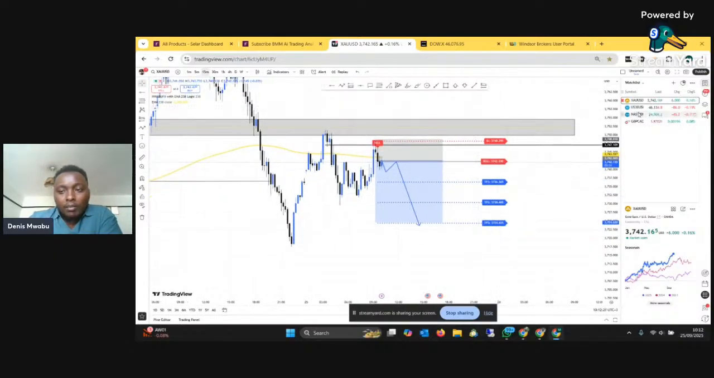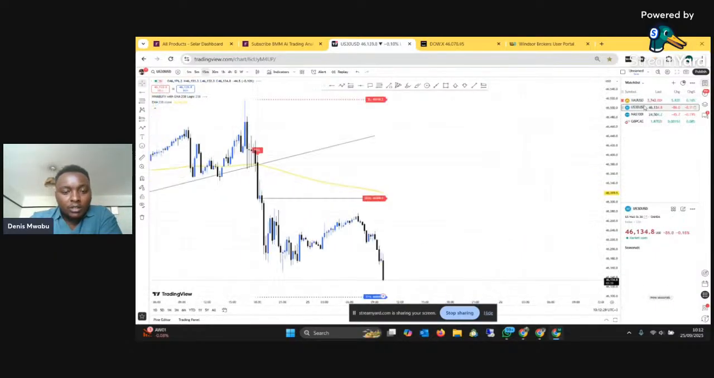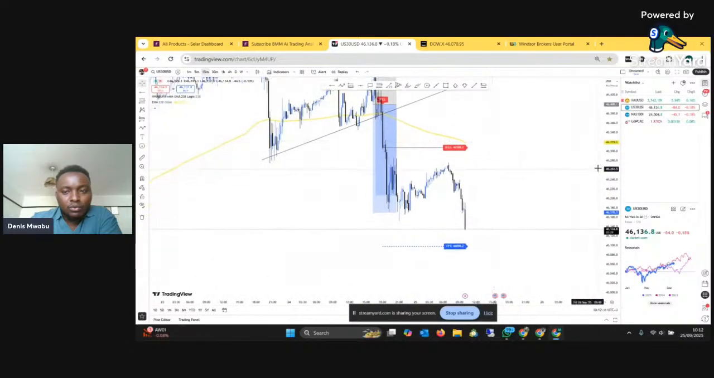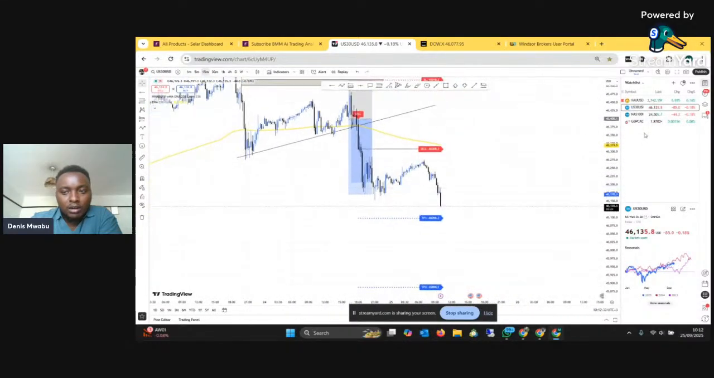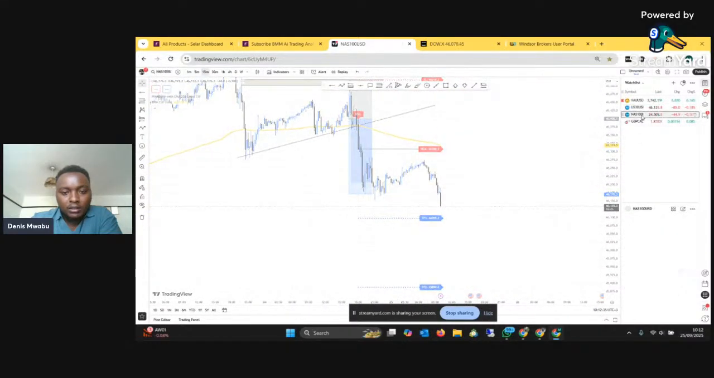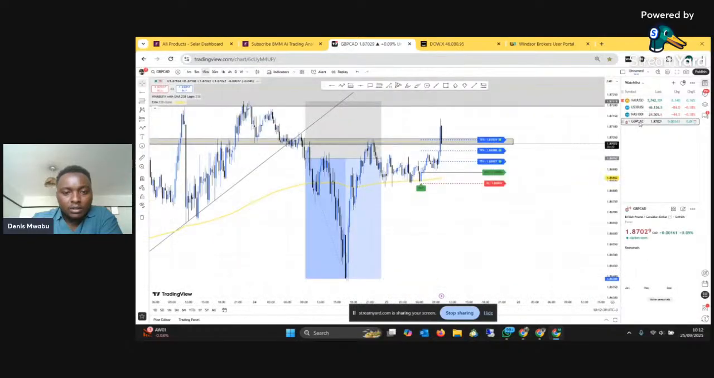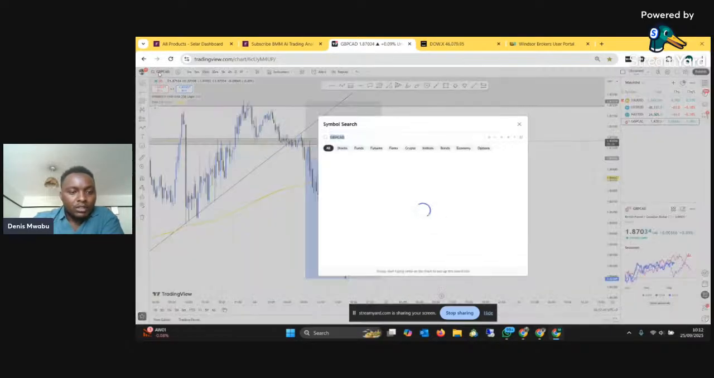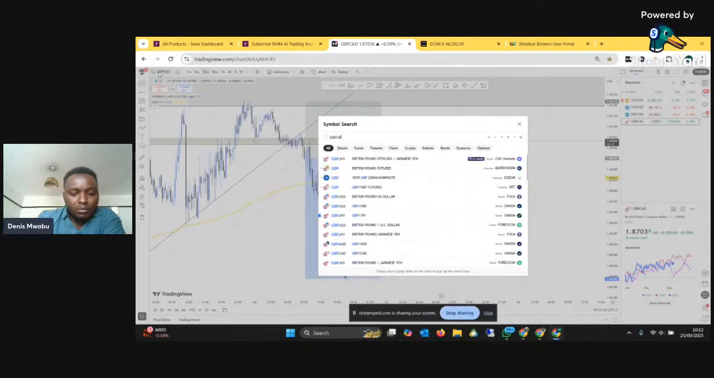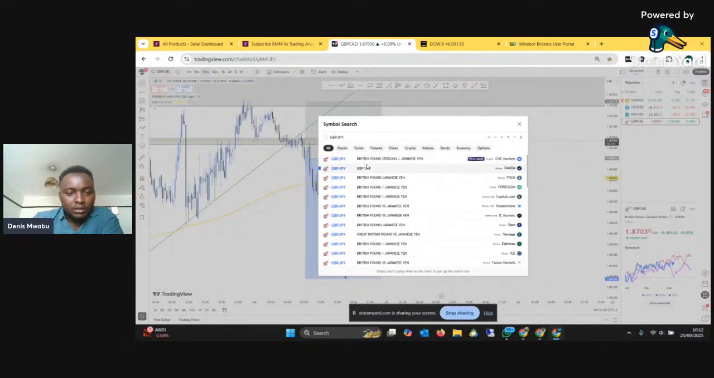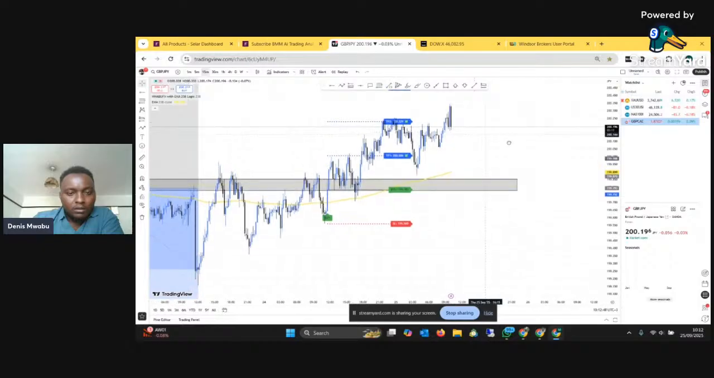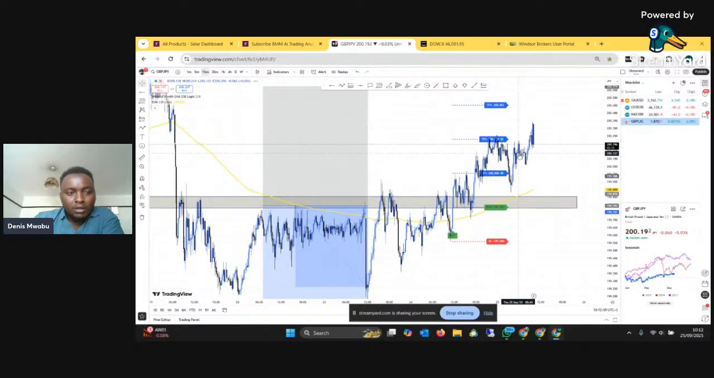All right, apart from gold, let's take a look at something else. Ooh, US 30, it's dumping. Nasdaq also looks like it's dumping. So let's take a look at GBP JPY.